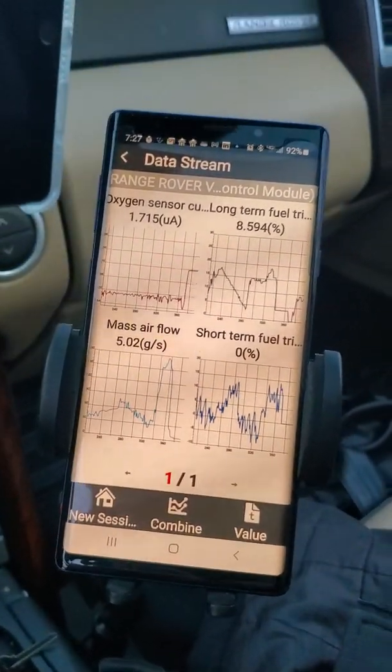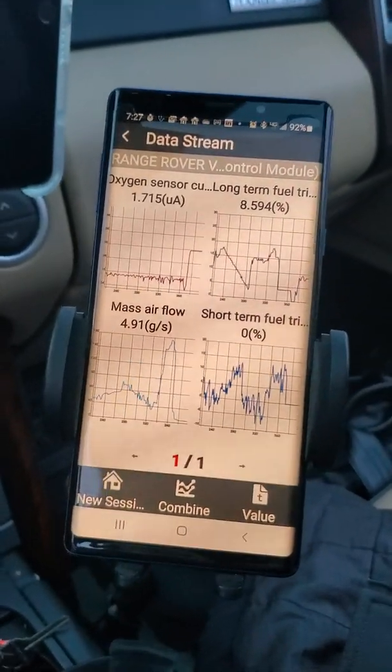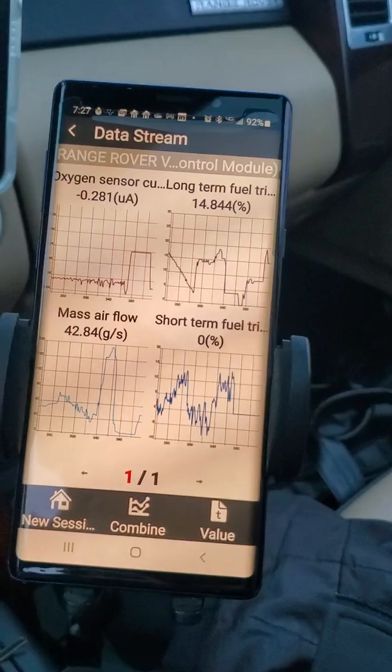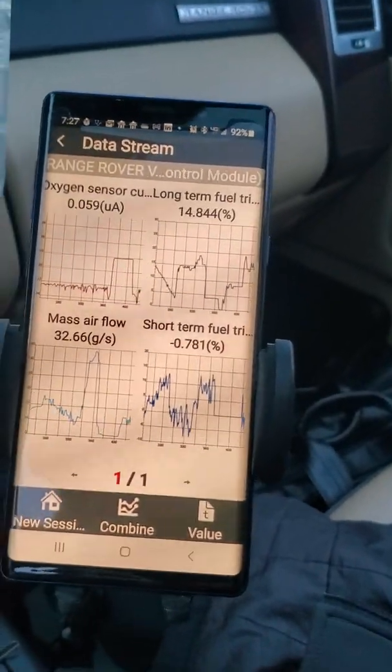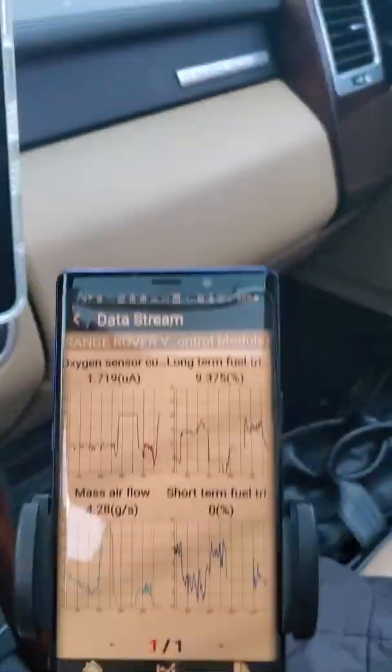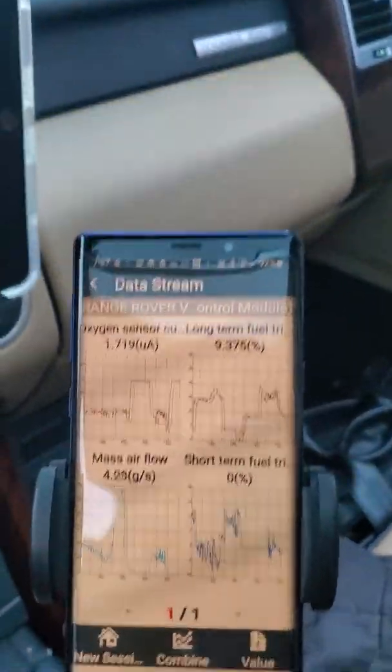Again, this is bank 1 measures. Next, I will do the same thing for bank 2.